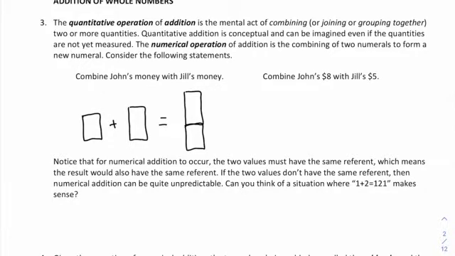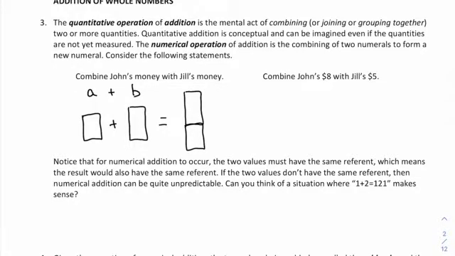So this operation is conceptual, and I didn't need to know the amounts. Sometimes you could use letters instead, like A stands for John's amount of money, it's an unknown, and B stands for Jill's amount of money. And A plus B stands for the combined amount.